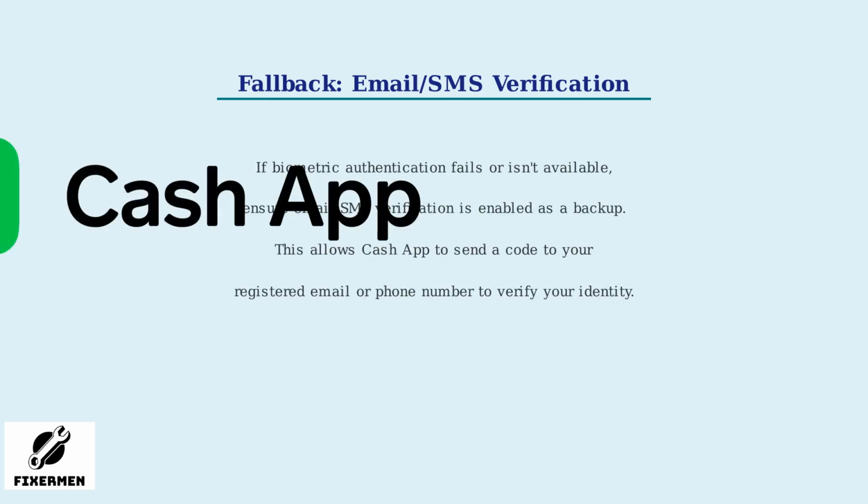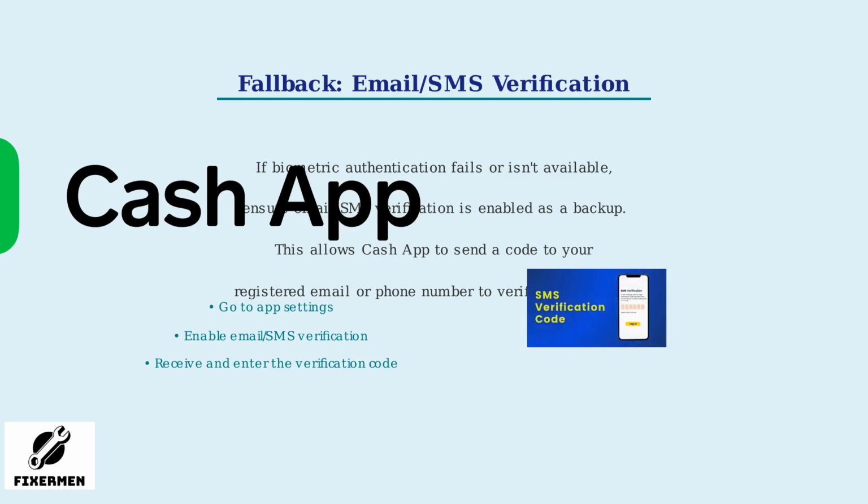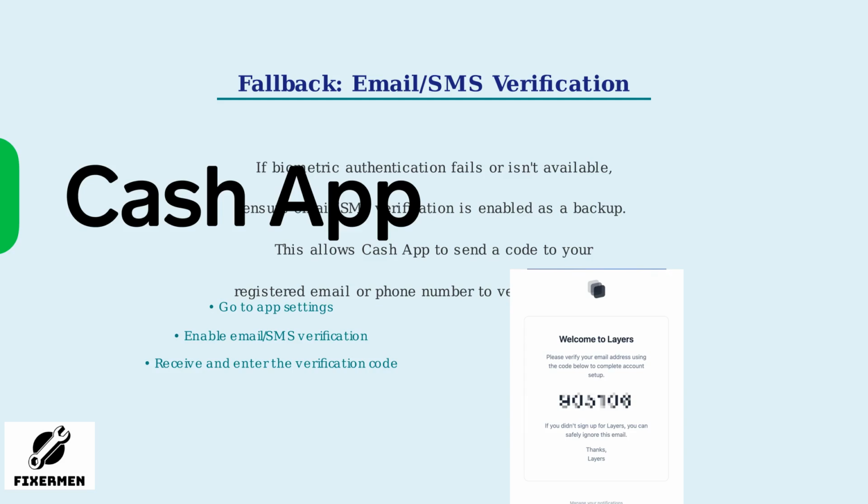To enable this fallback option, navigate to your Cash App settings and ensure email or SMS verification is turned on. When logging in, select this option to receive a code via text message or email. For example, you might receive an SMS with a 6-digit code on your phone or an email containing the verification number. Enter this code in the app to complete the login process and ensure your account remains secure.